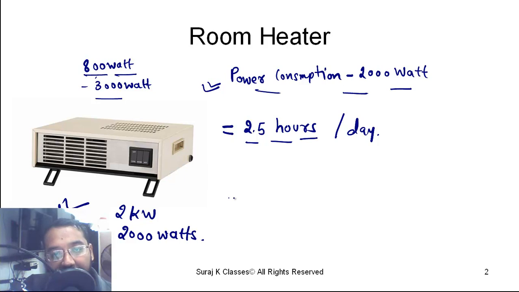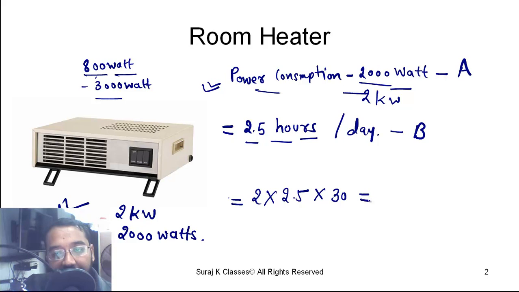This is very simple. If you consider this as quantity B and this as quantity A, then simply multiply A by B. I will put the value in kilowatt. This is actually 2 kilowatt. In 1 kilowatt there are 1000 watts, so 2 kilowatts is 2000 watts. For 2 kilowatt and 2.5 hours of use, and for 30 days, you will have the units consumption. It is very simple.